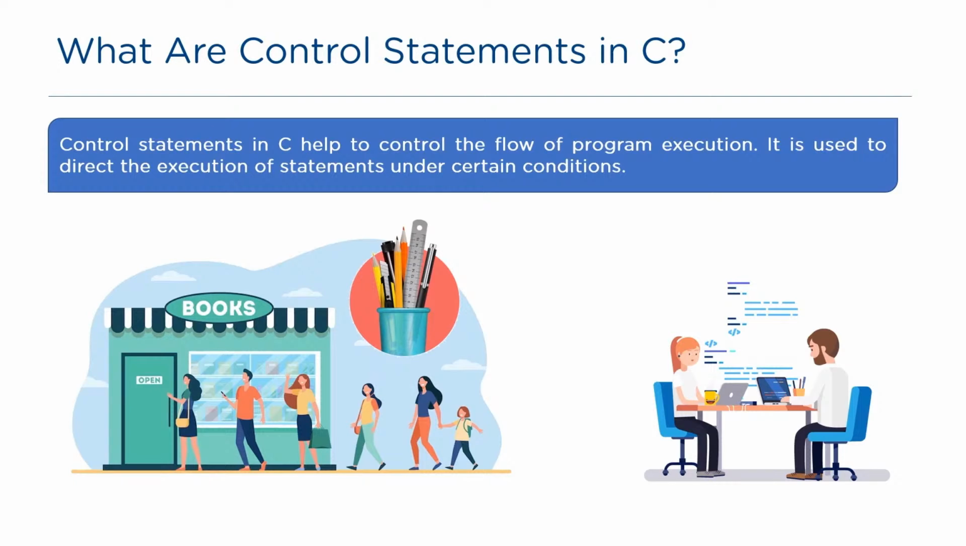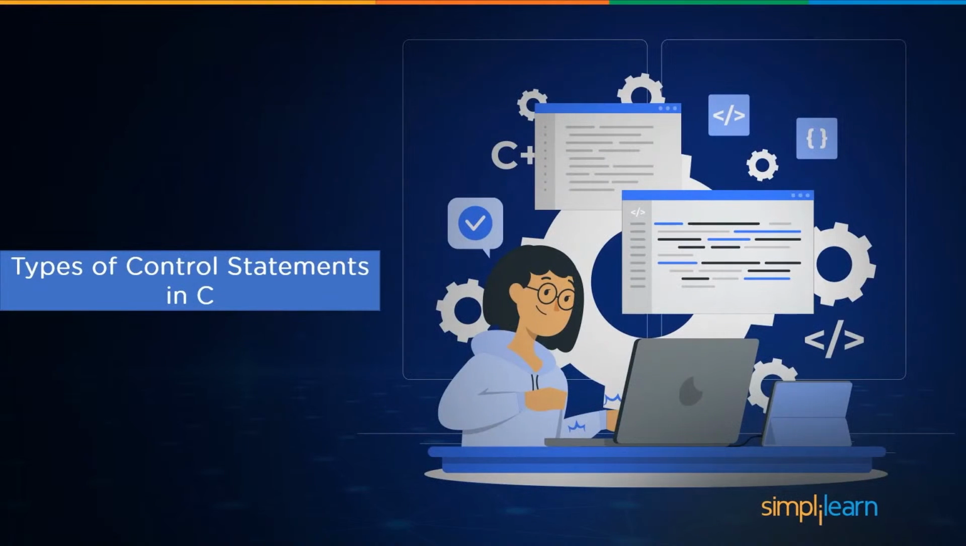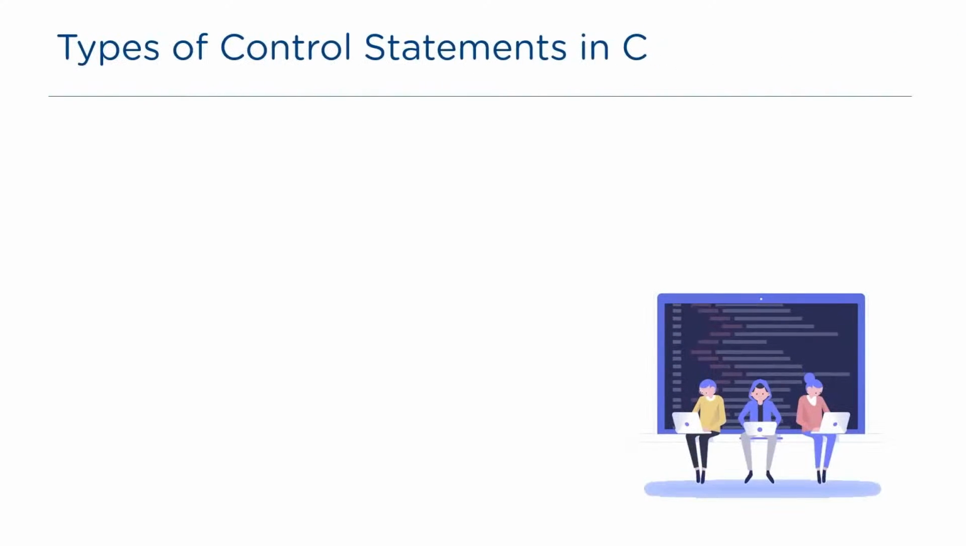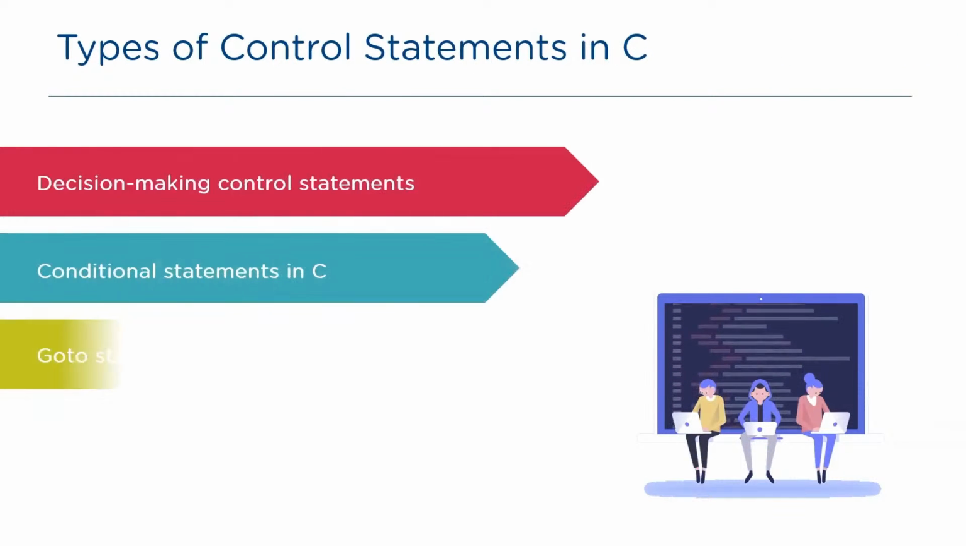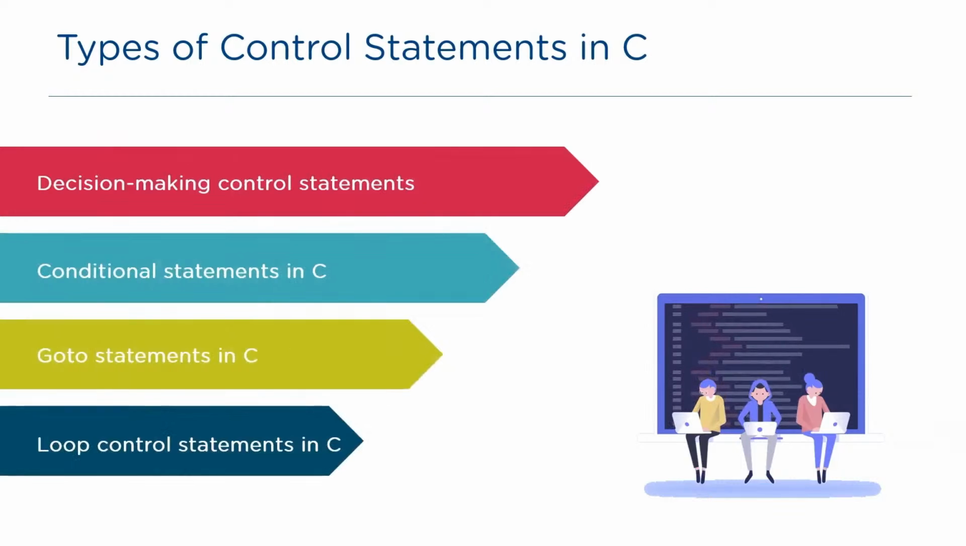Great. Now that we know what control statements in C are, let us understand the classification of control statements in C. First up, we have decision-making control statements. Then we have conditional statements. And finally, goto statements and loop control statements.